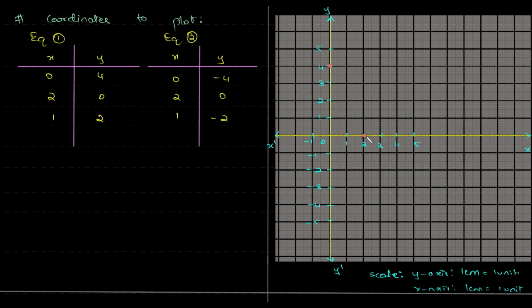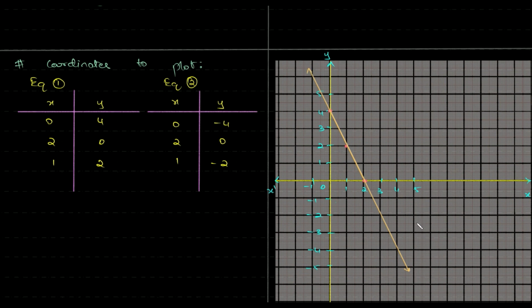2 and 0 is this. 1 and 2 is this. Does that make sense? Do we have a line? We do, is it not? So we have this as a line.